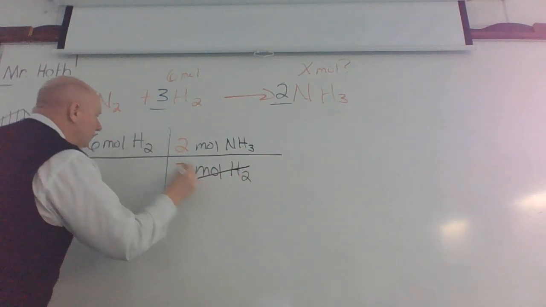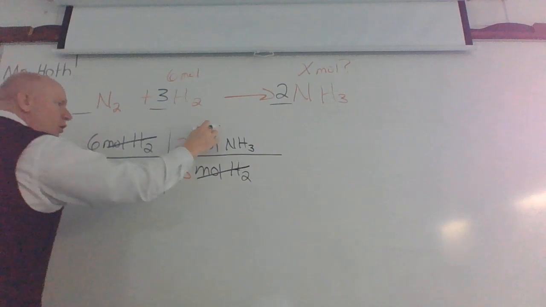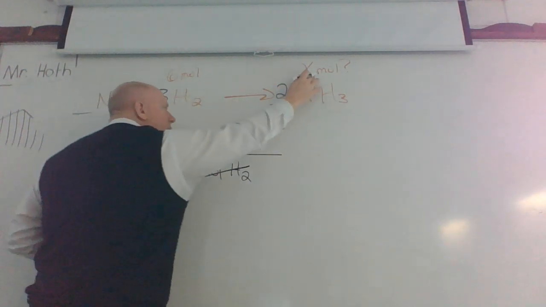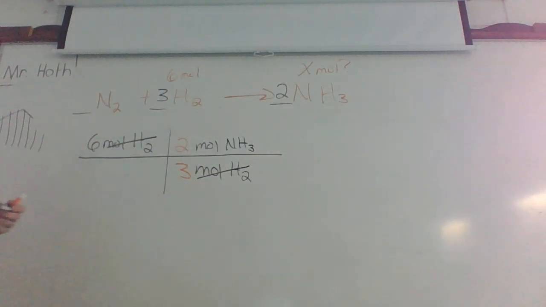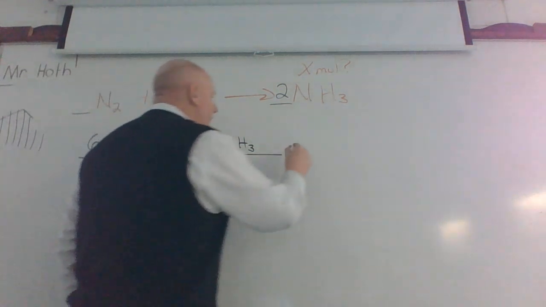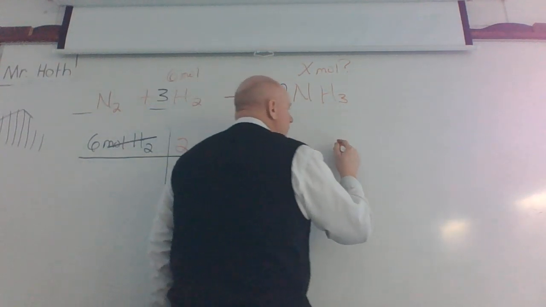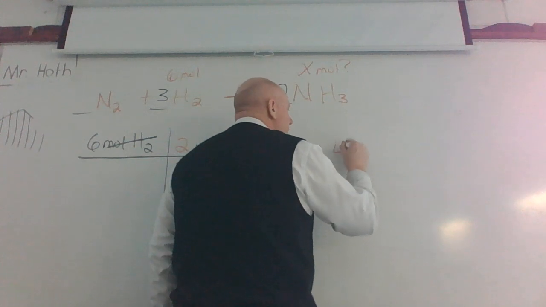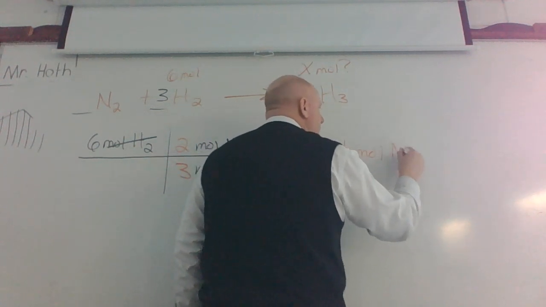These cancel. We're in moles of ammonia, which is what we were looking for. So the next thing to do, take 6 times 2, gives you 12, and divide by what? And that gives you a total of what? 4 moles, just like we predicted.